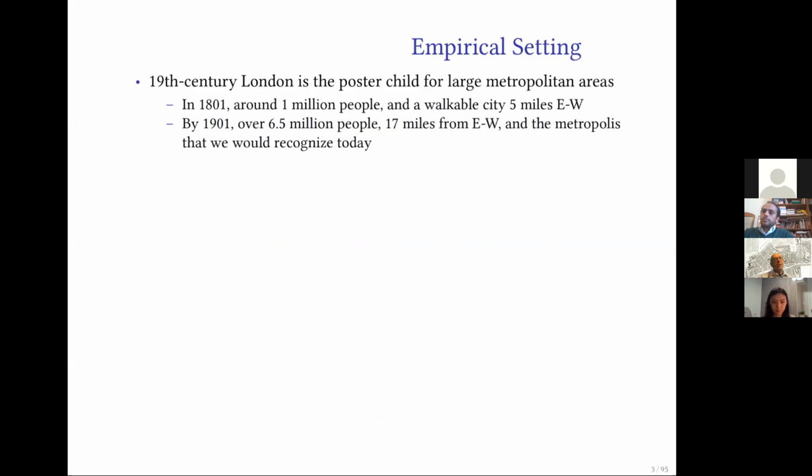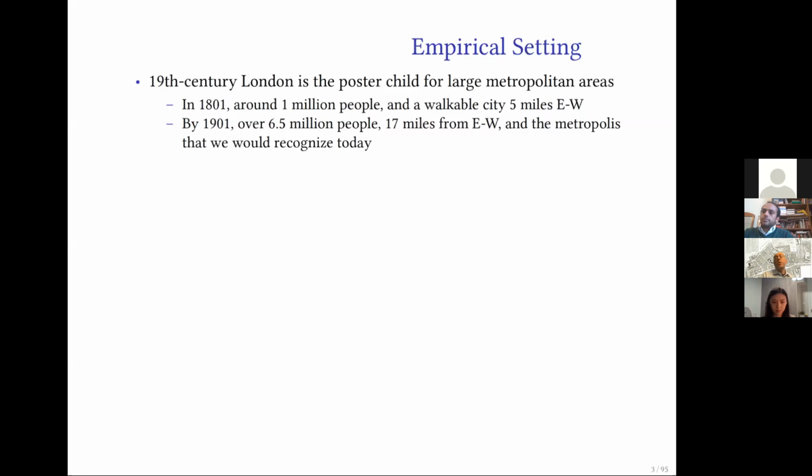And so we think this empirical setting of looking at London and the invention of the steam passenger railway is an exciting setting, with a number of advantages for looking at the role of modern transport technologies in facilitating a separation of workplace and residence. So in 1801, at the beginning of our sample period, London housed around 1 million people, but it was still a walkable city of around 5 miles from east to west. And it wasn't radically different from other large cities that had emerged throughout history, such as Beijing at that time, ancient Rome, other large cities.